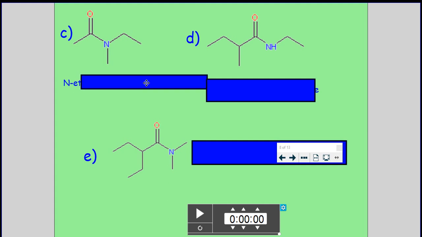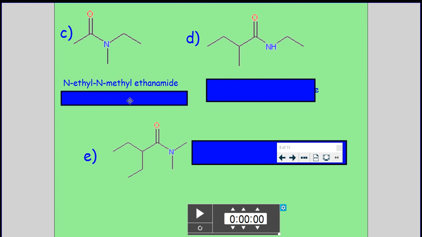Pulling this back here, we get N-ethyl. Treat your nitrogen as if it were a numbered locant. So usually the rule was letters and numbers are separated by hyphens. Treat your nitrogen as if it were a number separated by hyphens. So N-ethyl, that's why I call it a locant. So N-ethyl, hyphen, N, hyphen, next alkyl group methyl, listing it alphabetically, putting it all together off of the parent, ethanamide. So N-ethyl-N-methylethanamide.